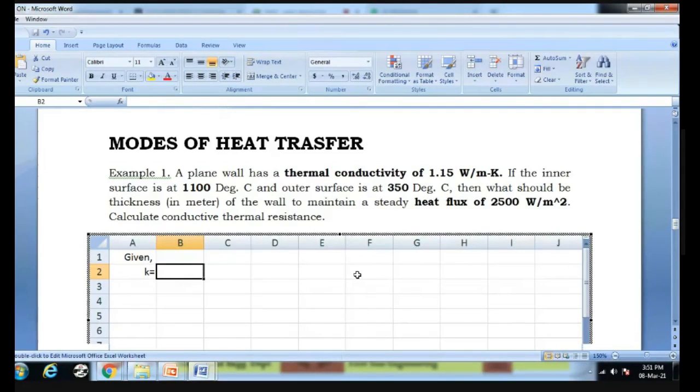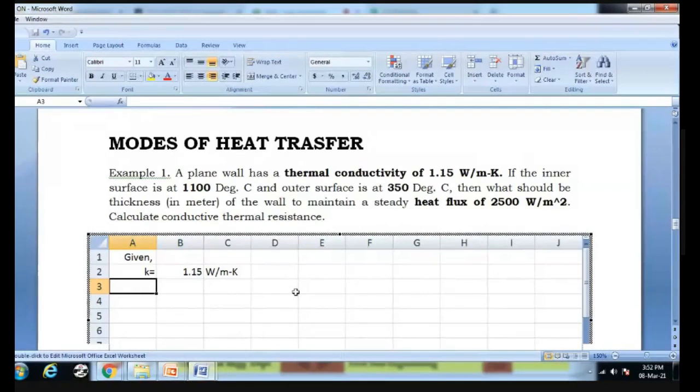If you are on mobile, you can just enlarge your screen. That is a very easy task. k is equal to 1.15. It is in proper unit. What is it? Watt per meter Kelvin. If you have any doubt, stop me in between and ask me. You can unmute yourself and ask me your doubt.